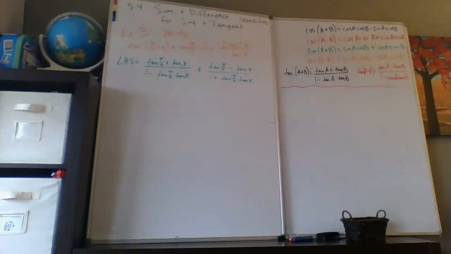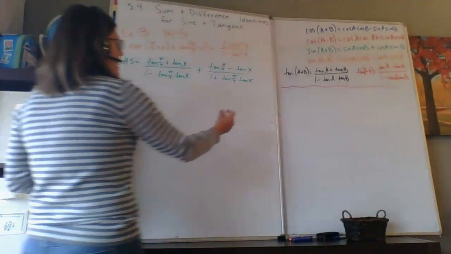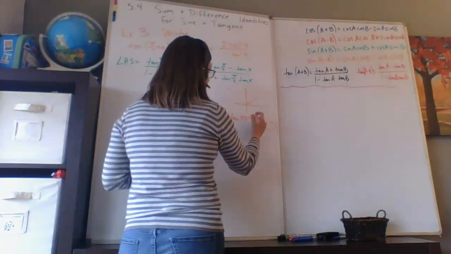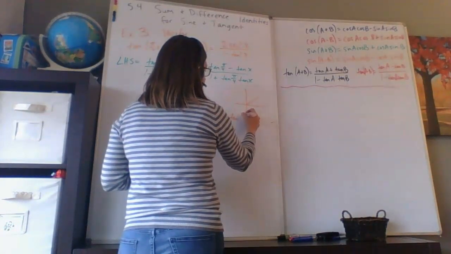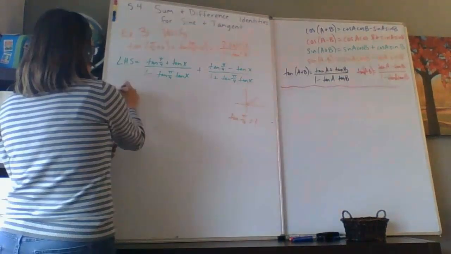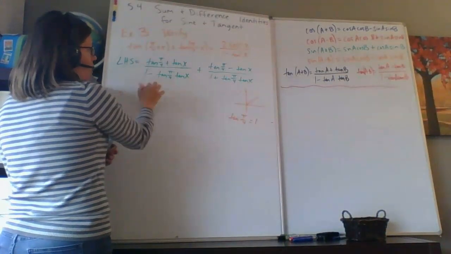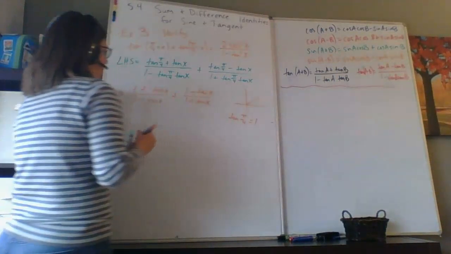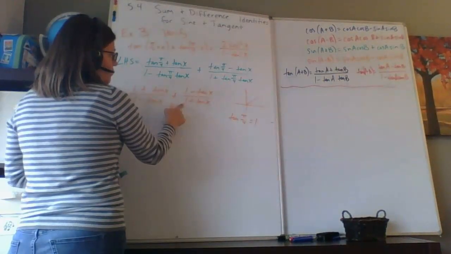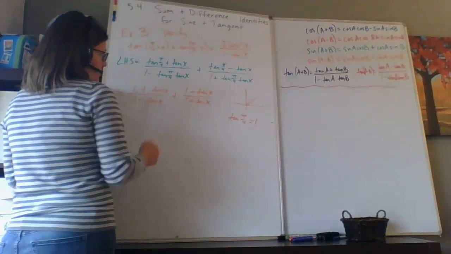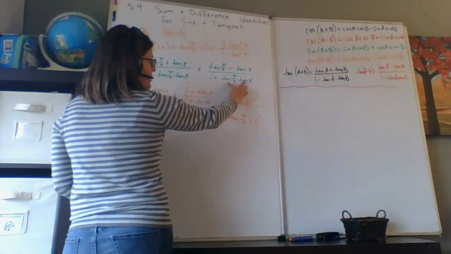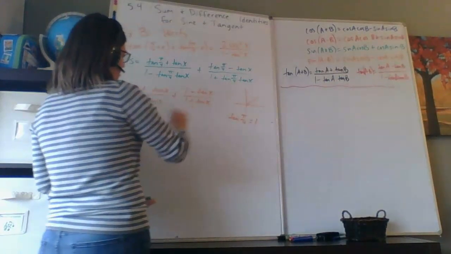So the next thing we need to do is find out what tangent of pi over 4 is. Pi over 4 is the same as 45 degrees, and the tangent of pi over 4 is 1. So replacing all of the tangent pi over 4's with 1, we get 1 plus tangent x over 1 minus tangent x, plus 1 minus tangent x over 1 plus tangent x. Again, because the tangent of pi over 4 is 1, 1 times tangent x just gives us tangent x.